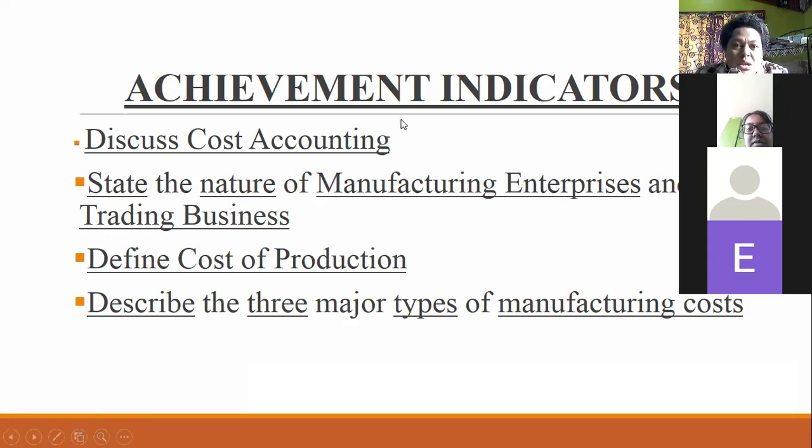Now let's quickly look at our achievement indicators. We will begin by discussing what is cost accounting. Then we will look at the nature of manufacturing enterprises, in contrast to trading firms. Then we will look at the definition of cost of production, and we will conclude with the major types of manufacturing cost.